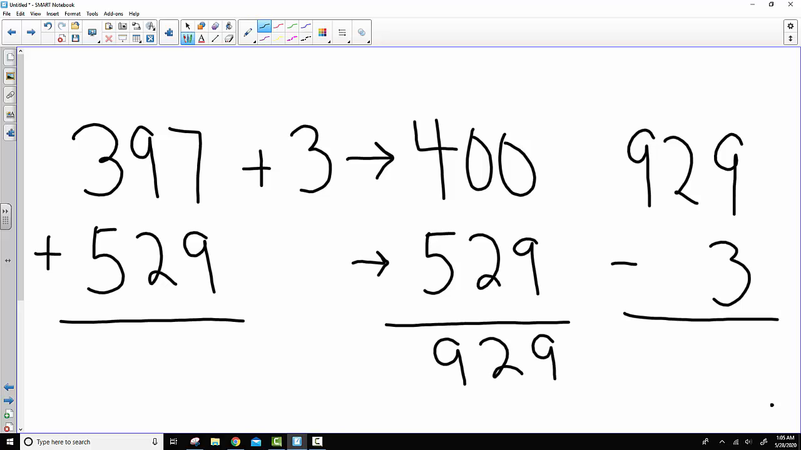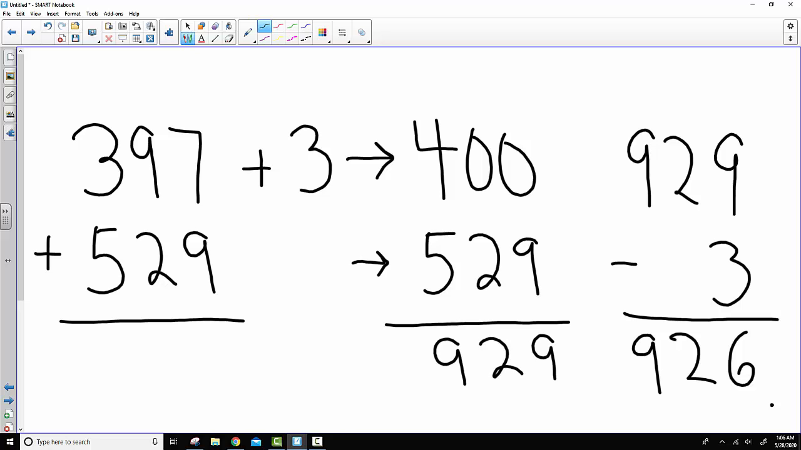So 9 minus 3 is 6. And then we have our 2 in the tens column and our 9 in the hundreds column. So the answer to 397 plus 529 is 926.